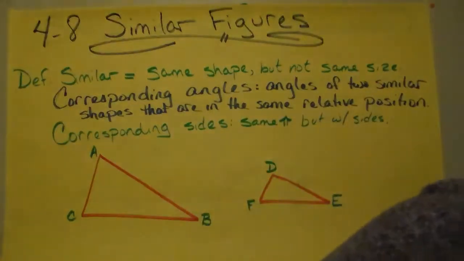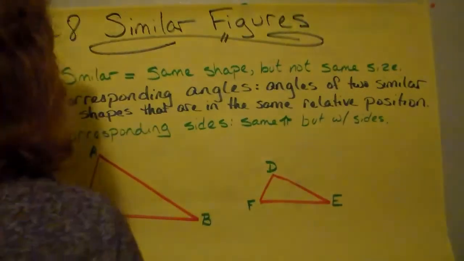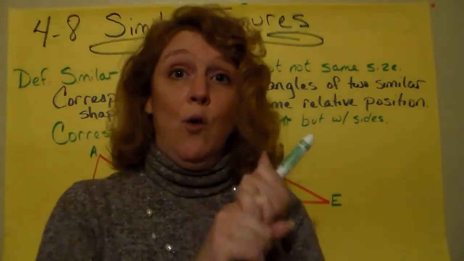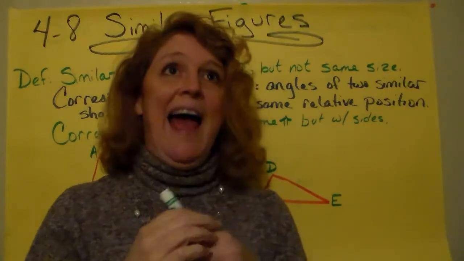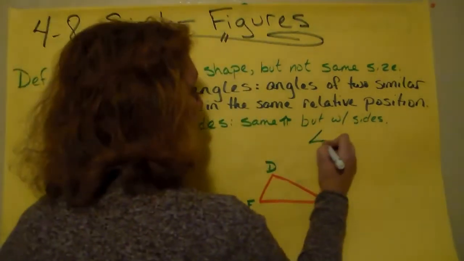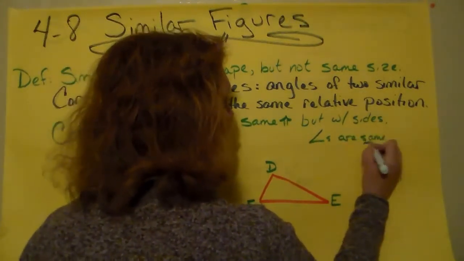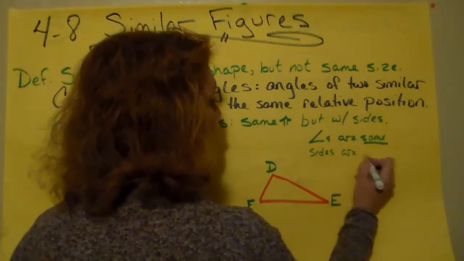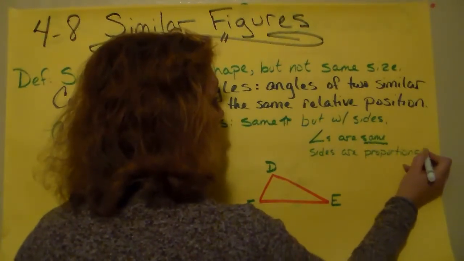Now, there are a couple of things that I need you to understand about similar figures. Their angles are always exactly identical, and their sides are proportional. And we should probably write that down. Angles are the same, and sides are proportional. Write that down, please.